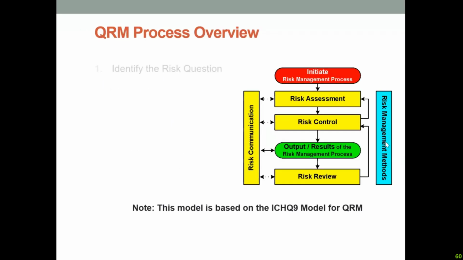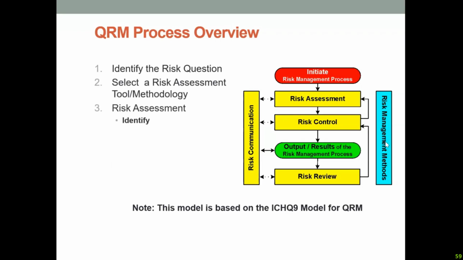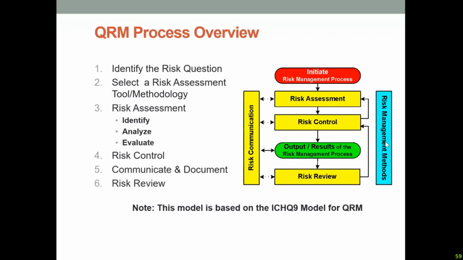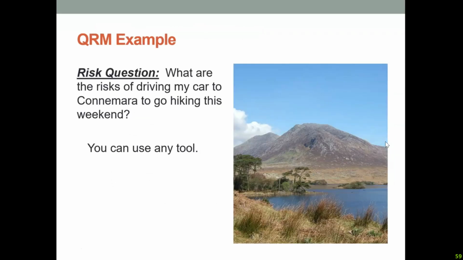So we talked about our basic process overview. We identified what the risk questions should be. We talked a little bit about selecting a tool or methodology. We talked about the risk assessment: identifying it, analysing it and evaluating it, what risk control strategies we could put in place, how we communicate and document our risk, and then our review at the end. We're going to look at this process in a little bit more detail in our next lesson, but this gives a good overview of how you would approach a QRM.